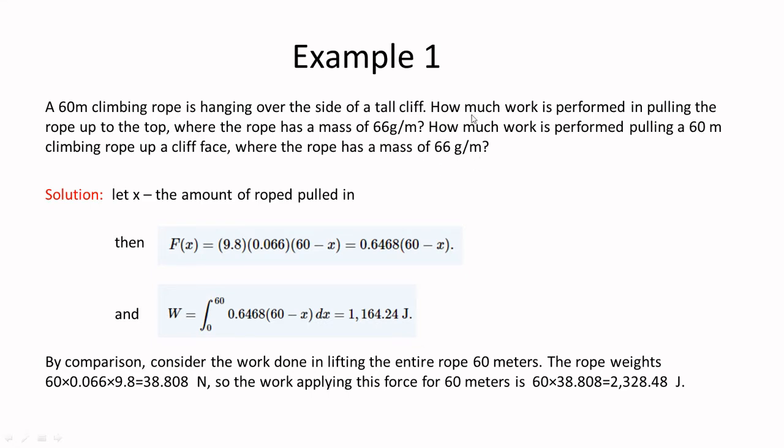If you look closely at the questions, they seem to be, shall we say, the same. In here, how much work is performed in pulling the rope up to the top where the rope has a mass of 66 grams per meter. The other one, how much work is performed pulling a 60-meter climbing rope up a cliff where the rope has a mass of 66 grams per meter. Now, they may seem to be the same, but actually they're not.